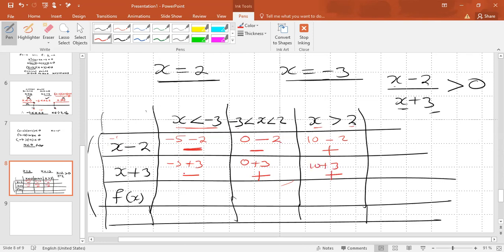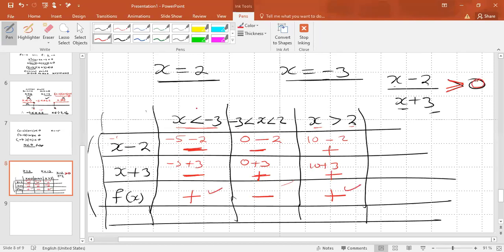Now when you have these, they are dividing. So what is negative divided by negative? Negative divided by negative gives you positive. Negative divided by positive will give you negative. Then positive divided by positive will be positive. So you look at the sign that you have. The sign you have is greater than. Numbers that are greater than 0 are positive. So it means your answer is the ones that have given you positive.